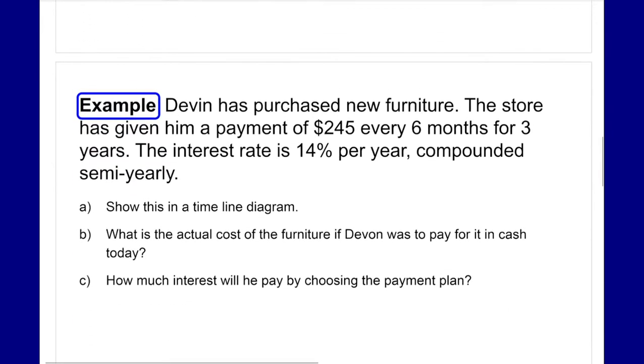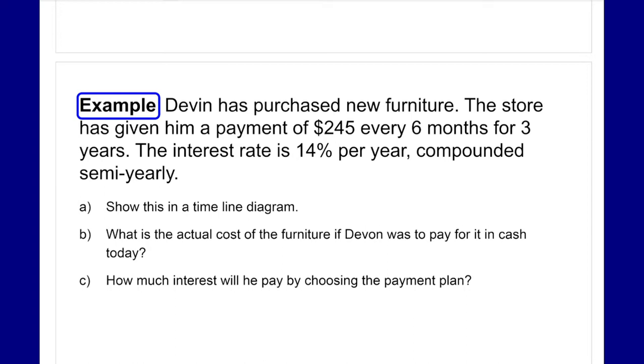Devin has purchased new furniture. The store has given him a payment of $245 every 6 months for 3 years. The interest rate is 14% per year, compounded semi-yearly.